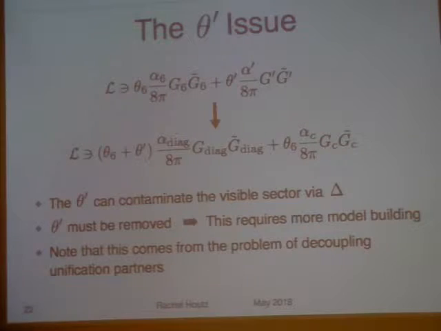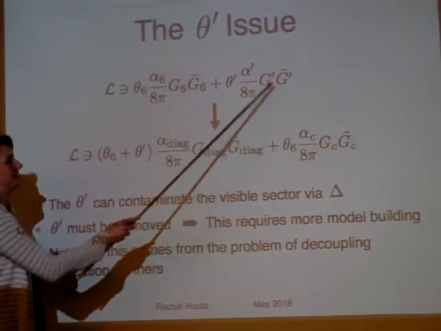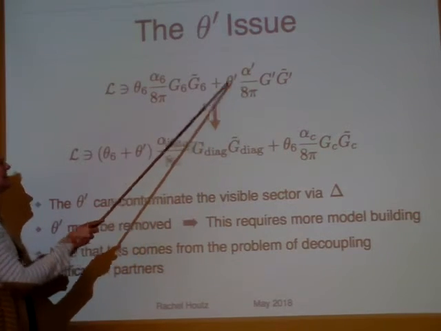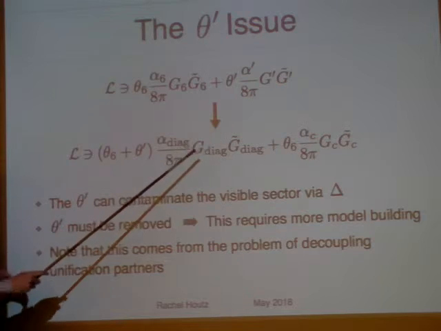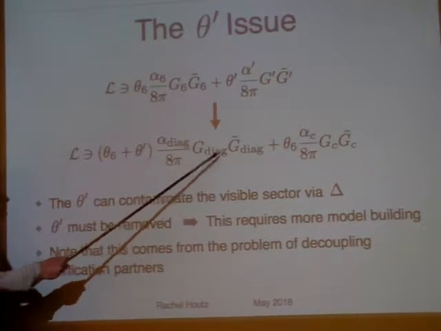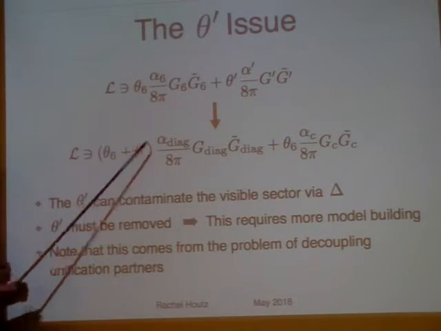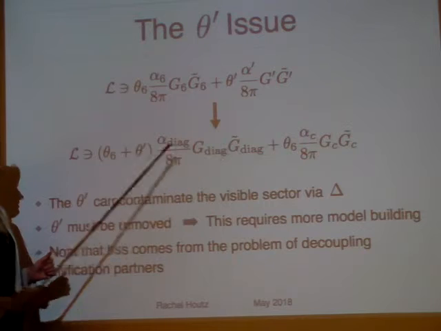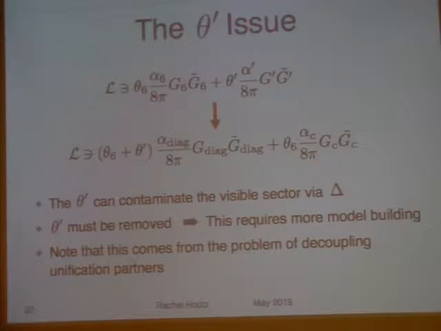And so now we have to deal with the theta prime issue, right? So we've introduced theta prime. It has its own instantons, and so we get this own theta prime and theta 6. And then when we break down to diagonal, this theta 6 and the theta prime contribute to the G diagonal G G dual. And then we have theta 6 only contributing to QCD. But in general, through the delta, these can mix, and this can contaminate the QCD CP violation. So theta prime has to be removed.